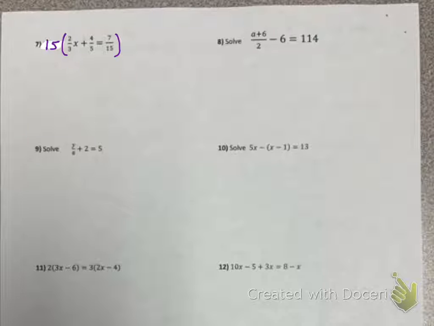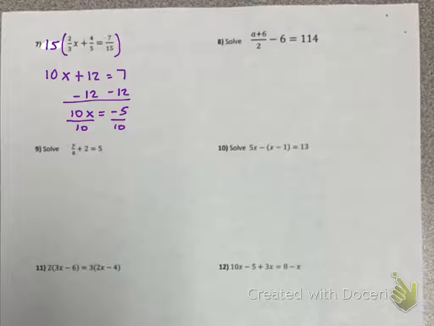So when we multiply 15 by 2/3, we get 10, so we've got 10x. And then 15 times 4/5, well, that's going to give us 12. And then 7/15 times 15 is going to give us just 7. So this is much easier to solve. And so now to solve, we subtract 12. We've got 10x equals -5. We divide by 10, and we're going to get x to equal -1/2, or -0.5.